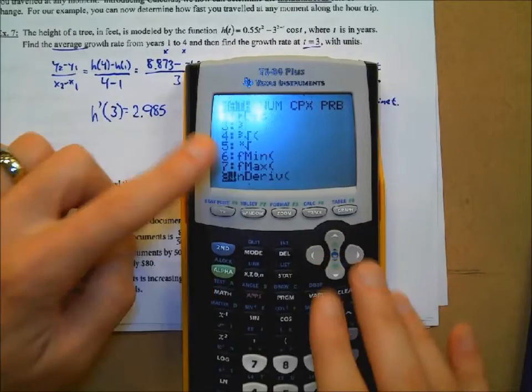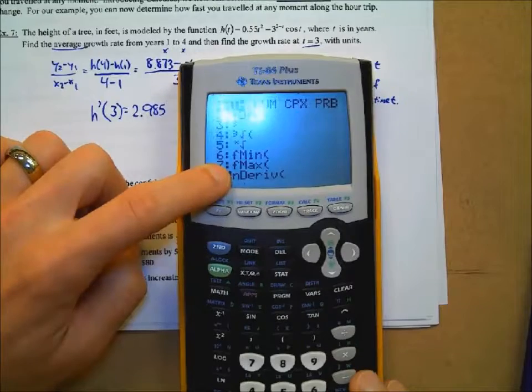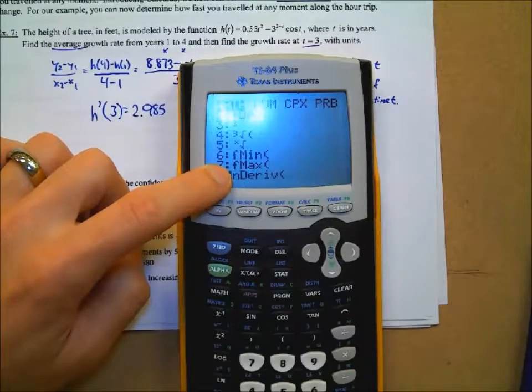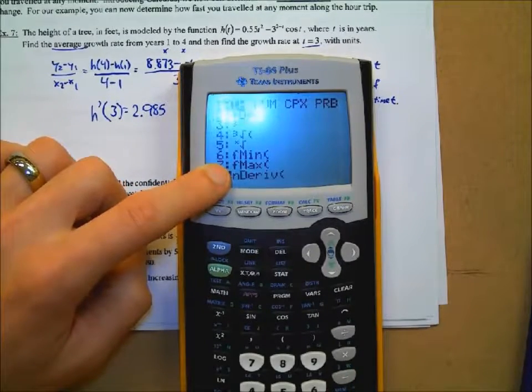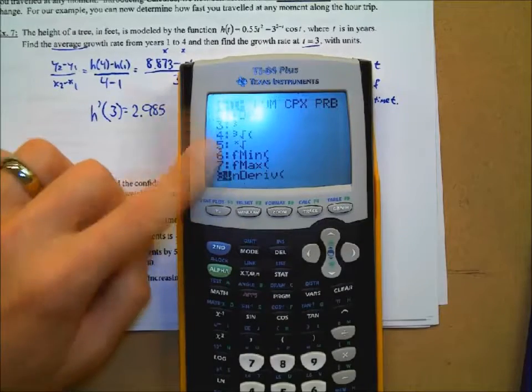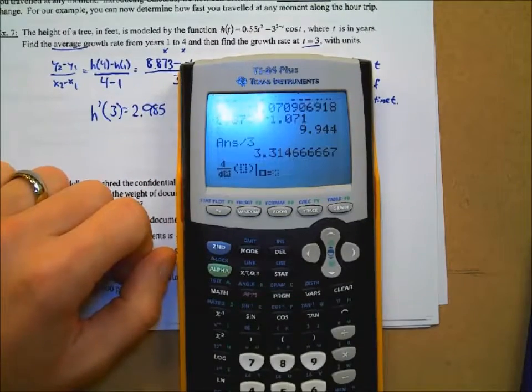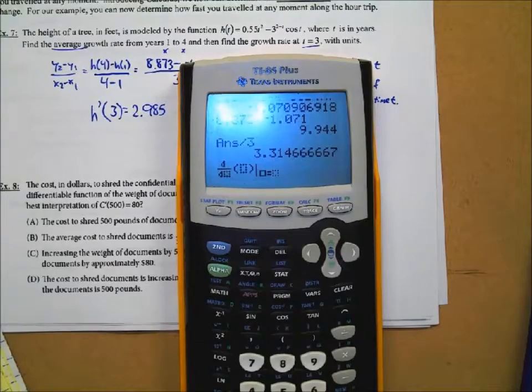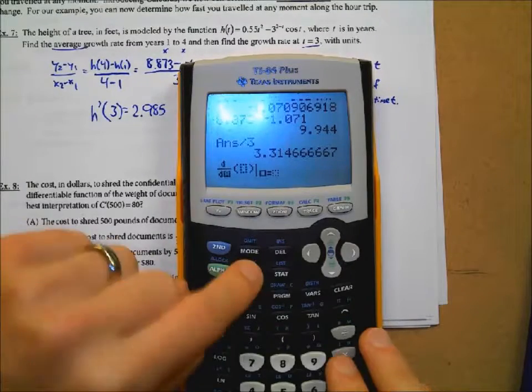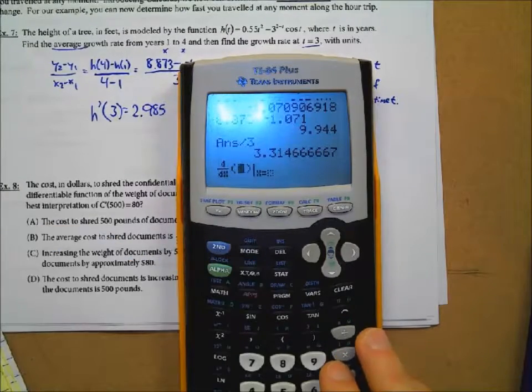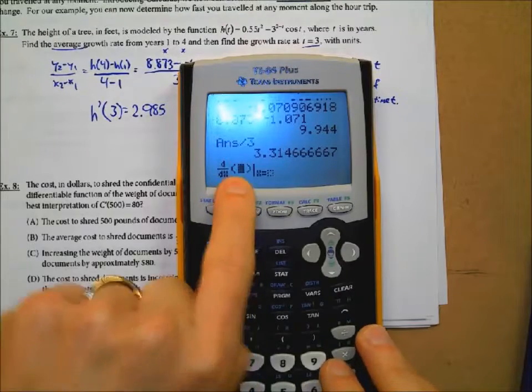You can see it says nDeriv. Okay, that's numeric derivative. Or in other words, it'll help you find the value of the derivative, but not actually take the derivative. If you have a nice calculator like mine, when I hit enter. Oh, it's beautiful. Look at that. Okay, so I have to tell it I'm differentiating with respect to x. I'm going to tell it the function.